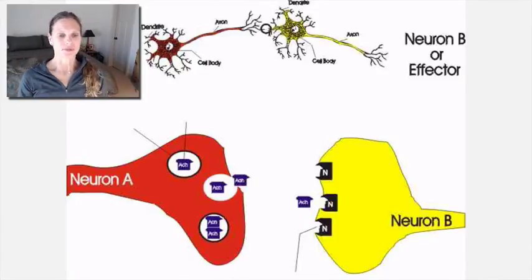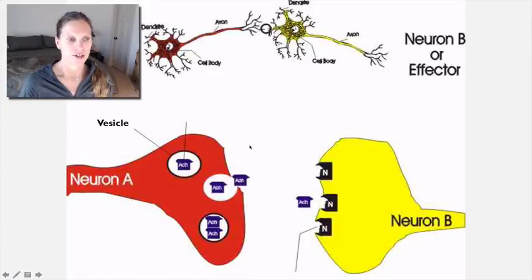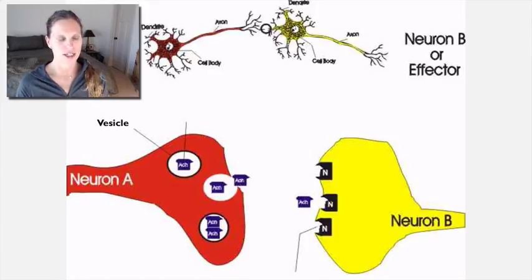Here's another picture showing the same thing. This is two neurons coming together, preganglionic in red, postganglionic in yellow. Here's our little itty bitty space between, there's our synapse. Blow it way up here, right? So we've got the vesicle housing our neurotransmitter. In this case, it's acetylcholine, so that would be what kind of neuron? Cholinergic. It's a cholinergic neuron, right?